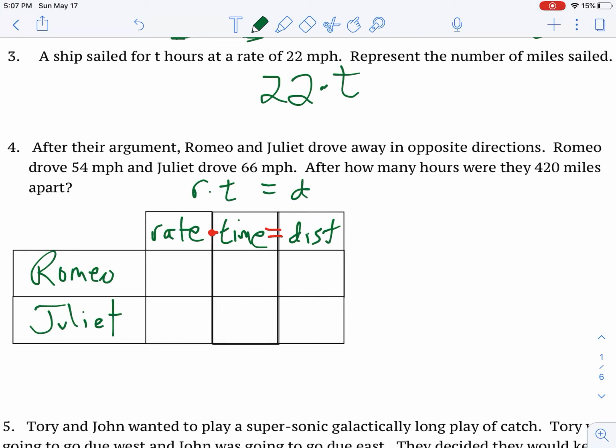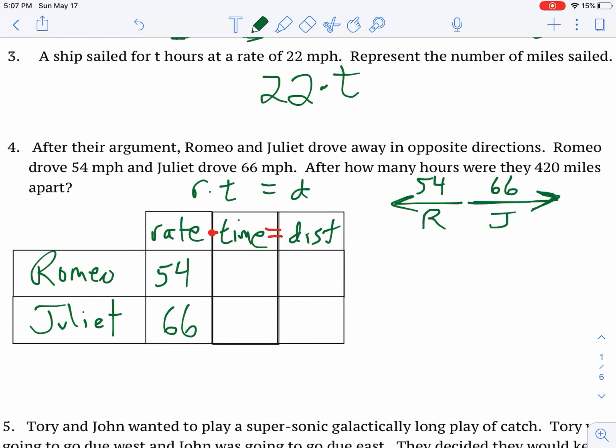So after their argument, Romeo and Juliet drove away in opposite directions. All right, so they're going in opposite directions. Romeo drove 54 miles per hour, so I'll put that here. Juliet drove 66. So who would have driven further in the same amount of time? The person going 54 or the person going 66 miles an hour? Correct. The person going faster should cover more mileage. So that would be Juliet, and here's Romeo.